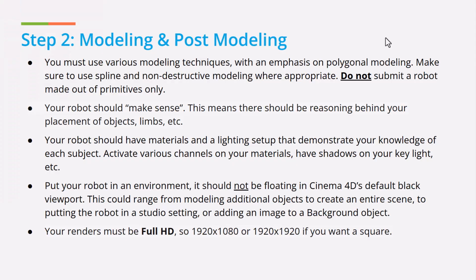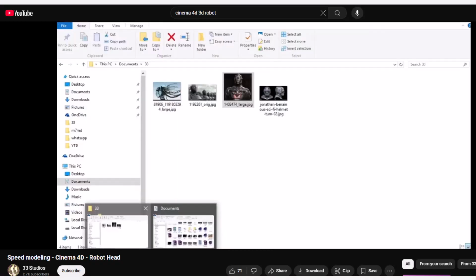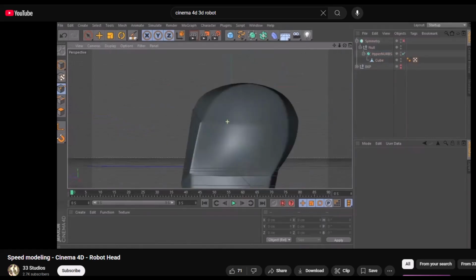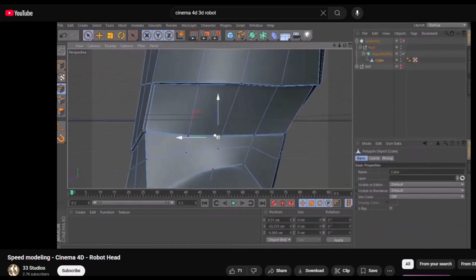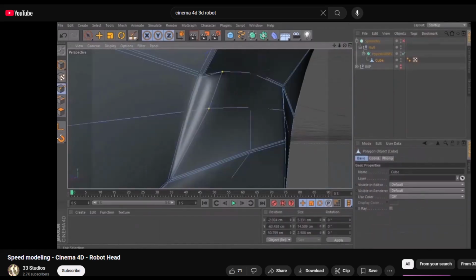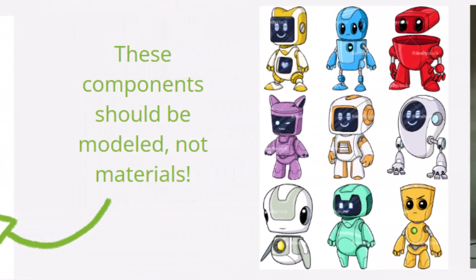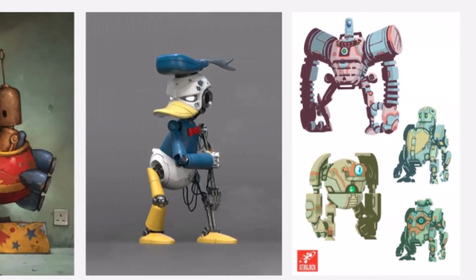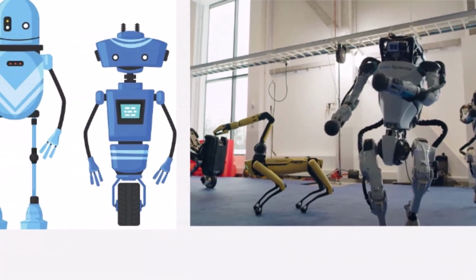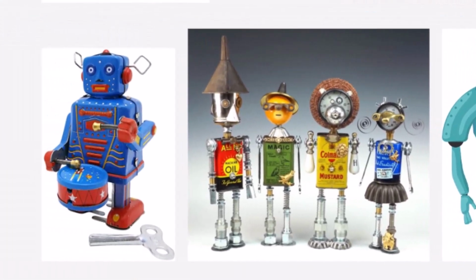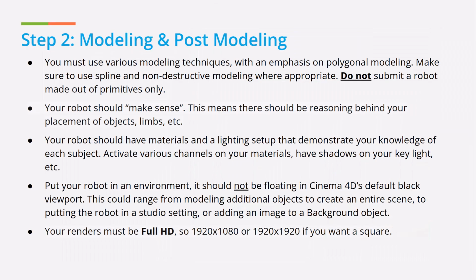Use all of your modeling techniques that you've learned this month with an emphasis on polygonal modeling, so extrude, inset, and bevel. Do not submit a robot made out of primitives only. Your robot should make sense, so there should be a reason behind why you are placing the various objects the way that you are. Once you're done modeling, now it's time for post-modeling.